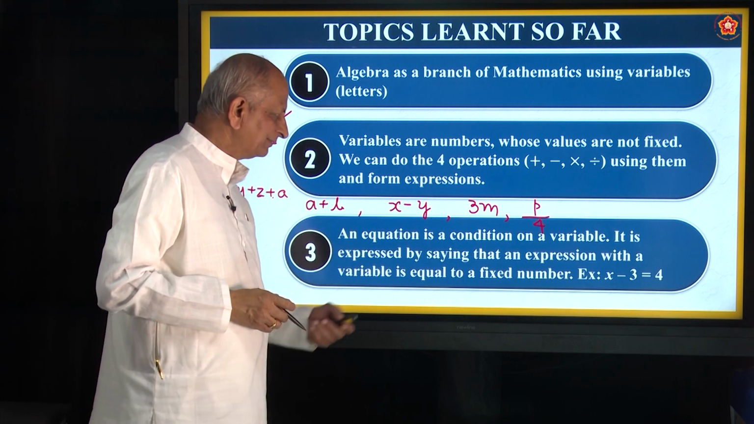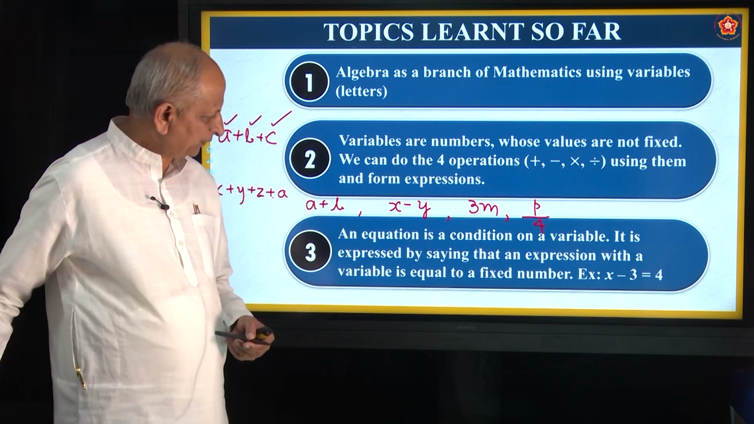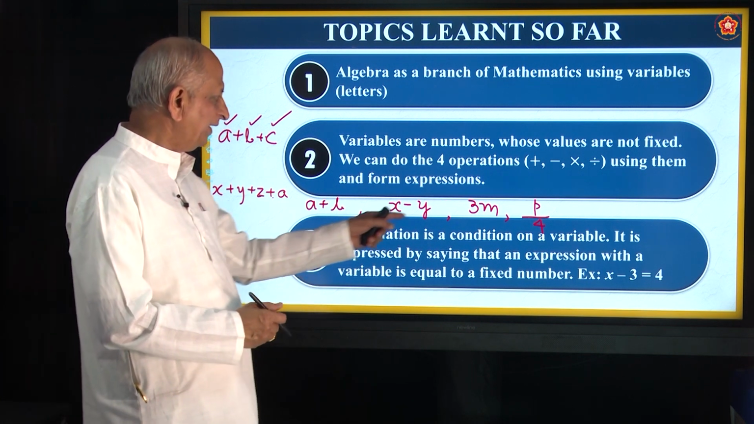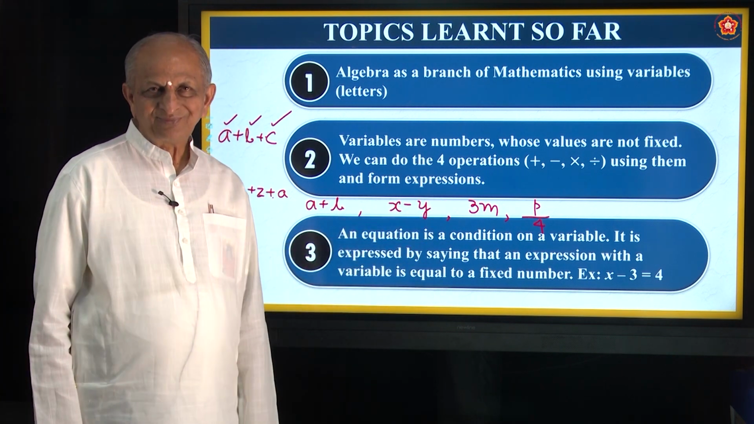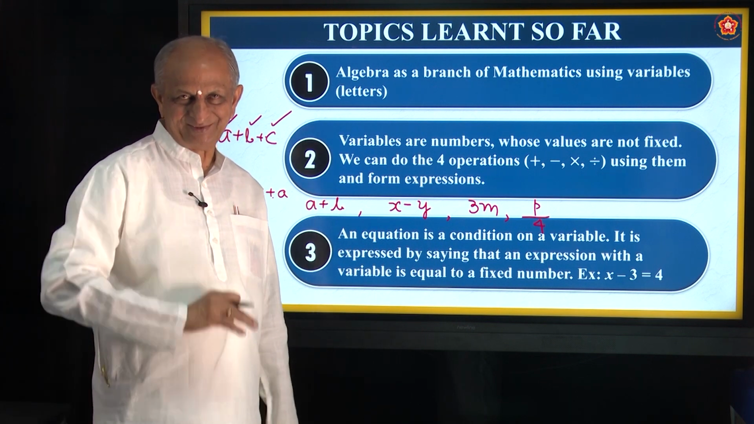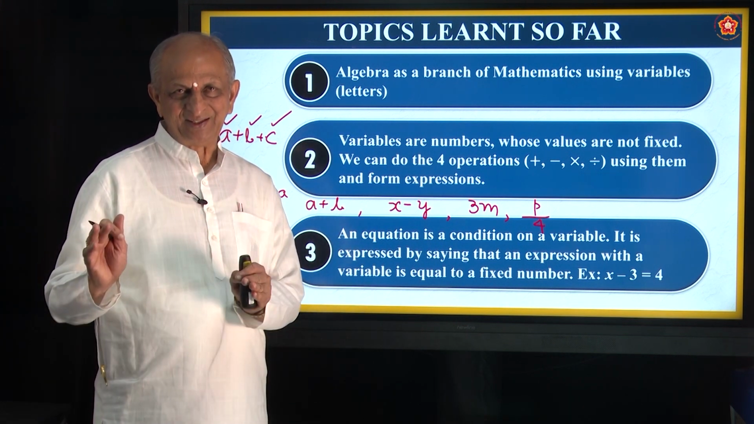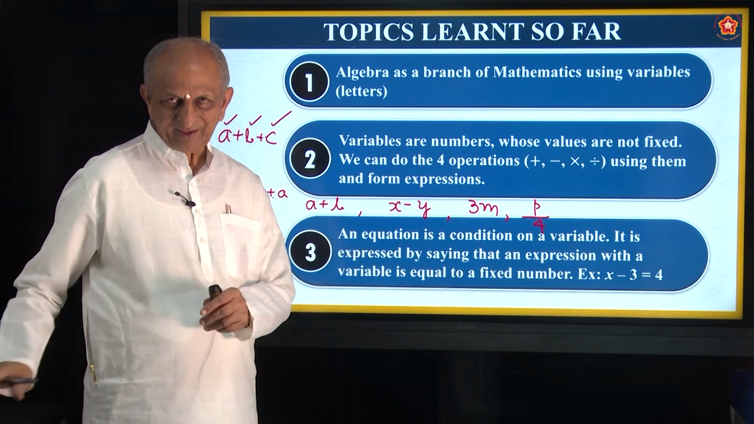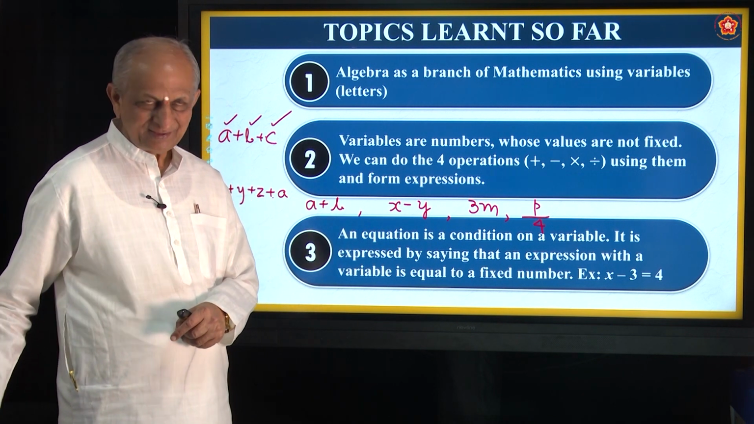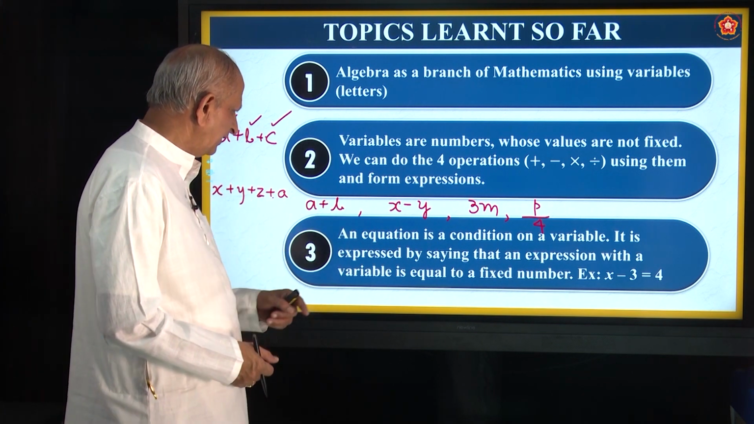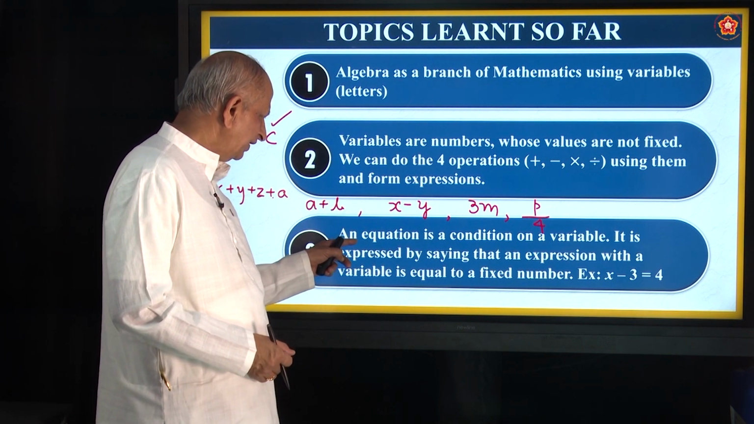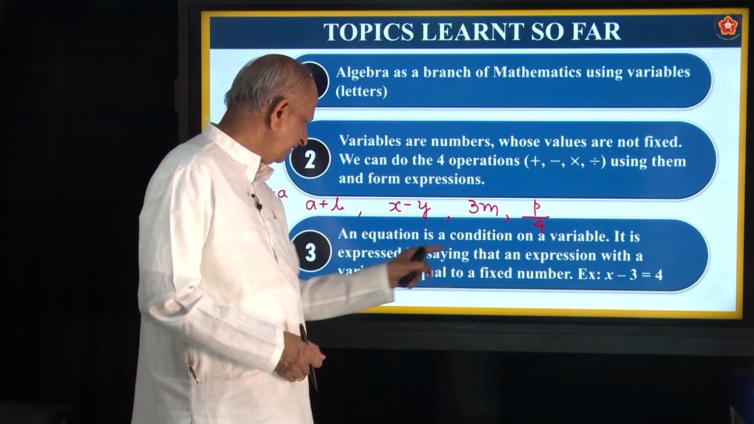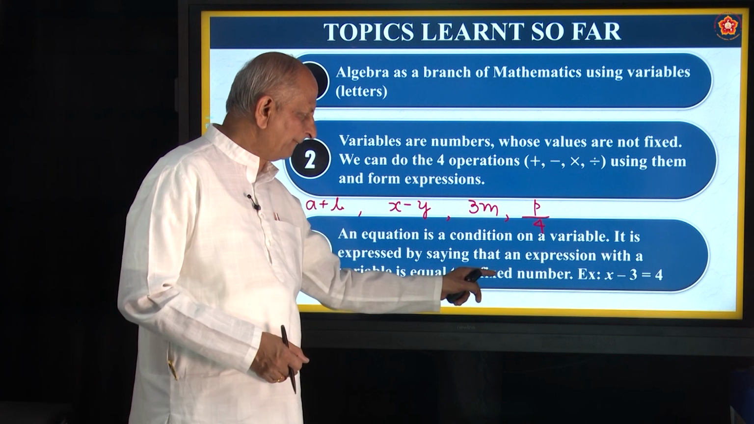What about equation? You also studied about equation, correct? So, equation is a condition on a variable. Condition. So, suppose you are sitting in a class, that is a condition. You should not get up from the place, you should wait until a bell rings, correct? So, those are the conditions. So, if a condition is put on a variable, then it is called an equation. It is expressed by saying that an expression with a variable is equal to a fixed number.